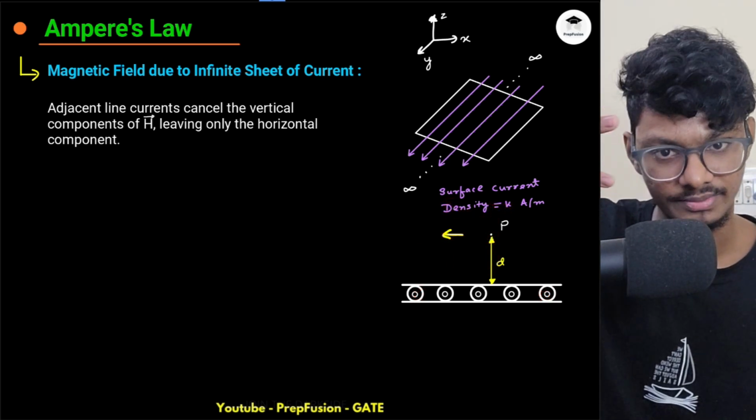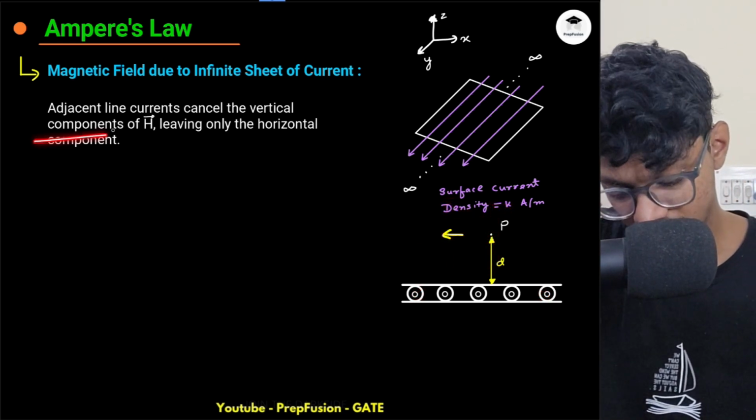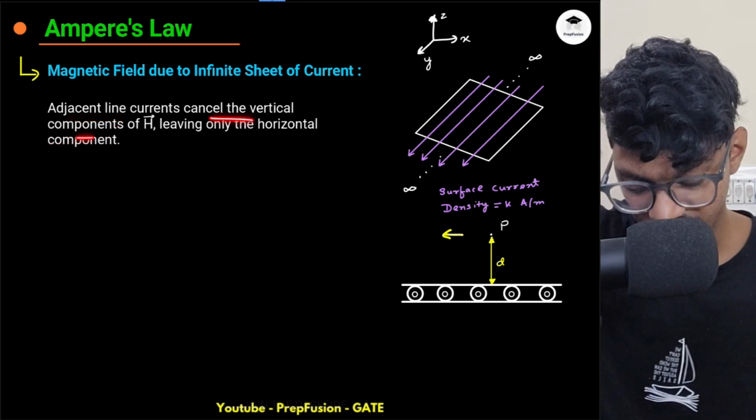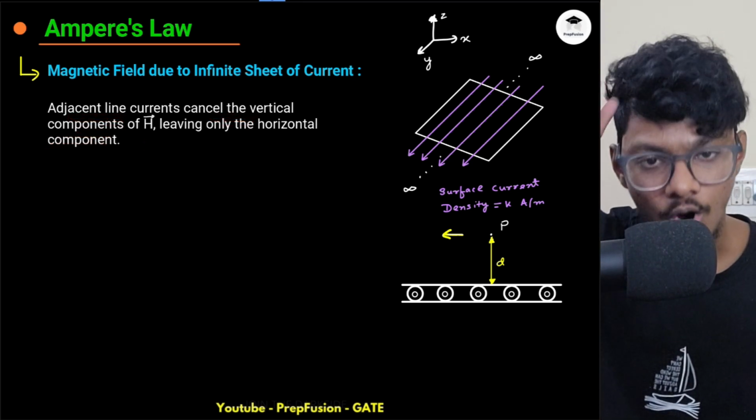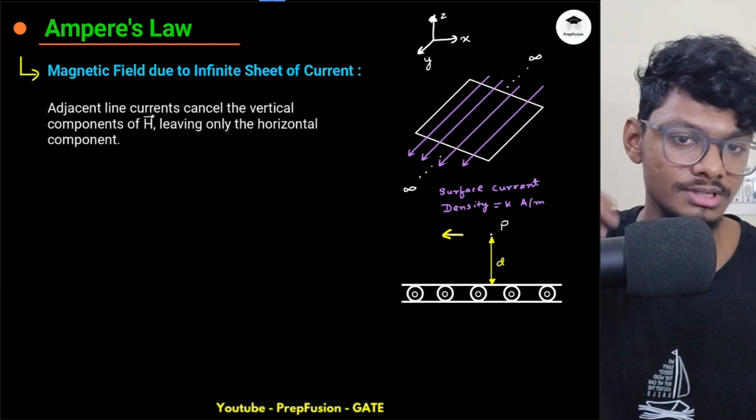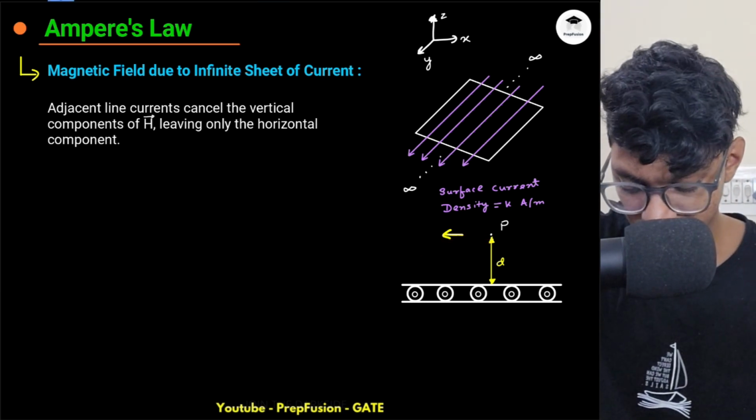This is the symmetry basically. That's why we are able to use Ampere's law. So that is written: adjacent line currents cancel the vertical components of each, leaving only the horizontal component. So only the horizontal component will be left here, and in what direction? In the left hand side.